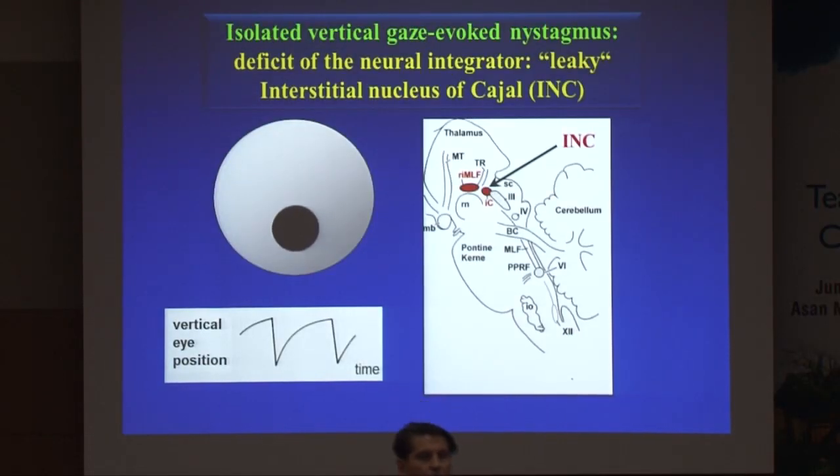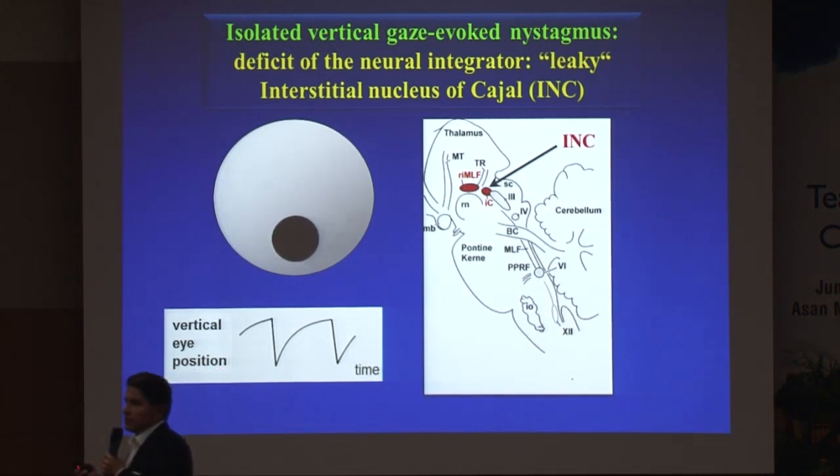So, next thing, just a few words. What is a gaze-evoked nystagmus? What is the mechanism? David Robinson, a great engineer, extended our knowledge on the ocular motor system and how to describe it very much because he was an engineer. And a gaze-evoked nystagmus indicates a so-called leaky integrator.